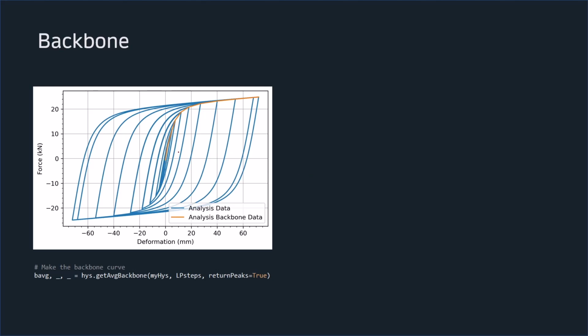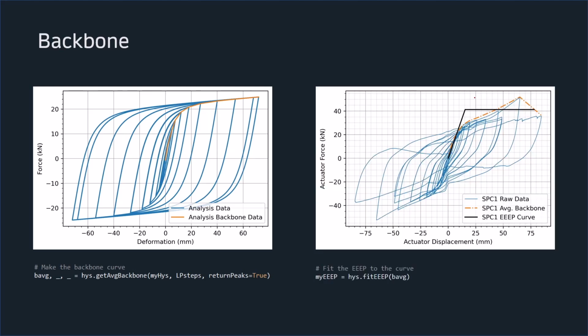Hysteresis can extract the backbone from an existing hysteresis object. We also can do things like, if we have a backbone curve, we can fit other curves to it. And there are some existing functions that can, for example, fit an equivalent energy plastic curve to a backbone curve.